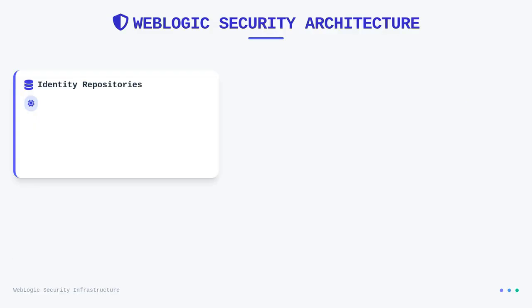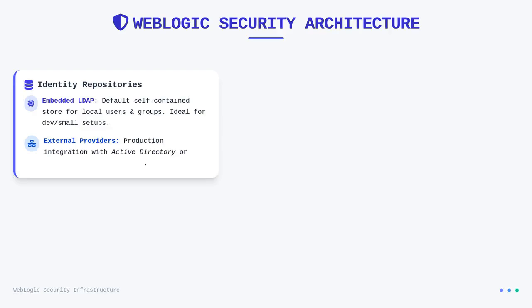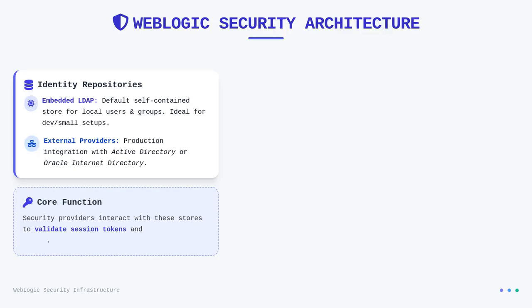By default, every new WebLogic domain initializes with an embedded lightweight directory access protocol repository known as the embedded LDAP server. This directory acts as a self-contained identity store, holding information about the users and groups defined within the local domain. While this is sufficient for smaller environments or development setups, production systems often integrate external identity providers like Active Directory or Oracle Internet Directory. Regardless of the source, the security providers interact with these repositories to validate session tokens and manage security state.